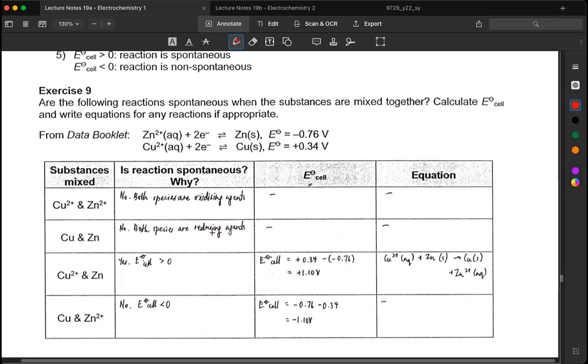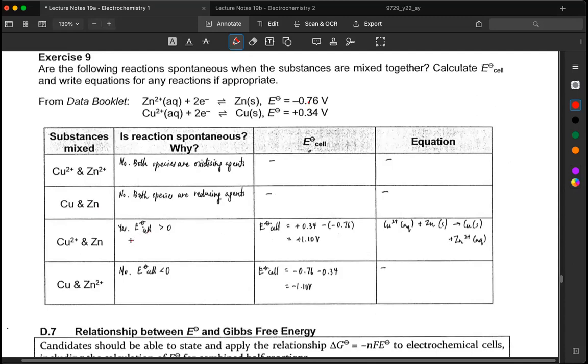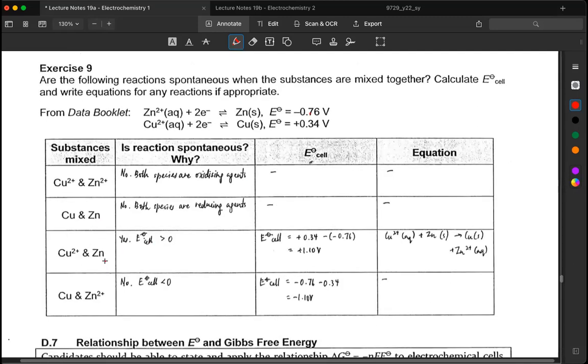So let's say you want this to happen. It will be this one. If you want this, cannot. I don't know how to write it, it just cannot. Then this one, yes, copper 2 plus and zinc. Although the zinc is this way, the reduction potential, so this one will be the E0, the reduction part.